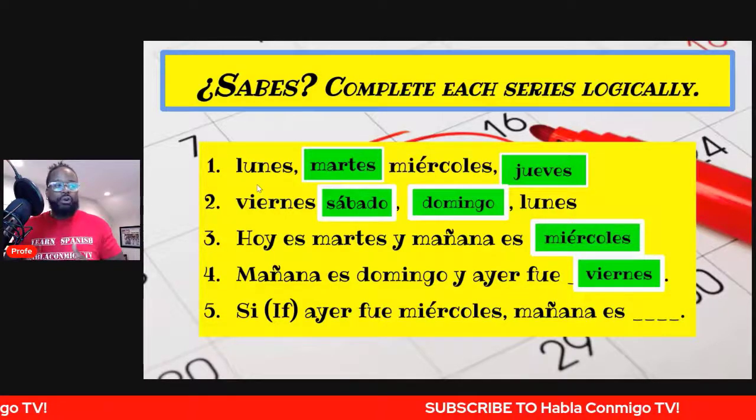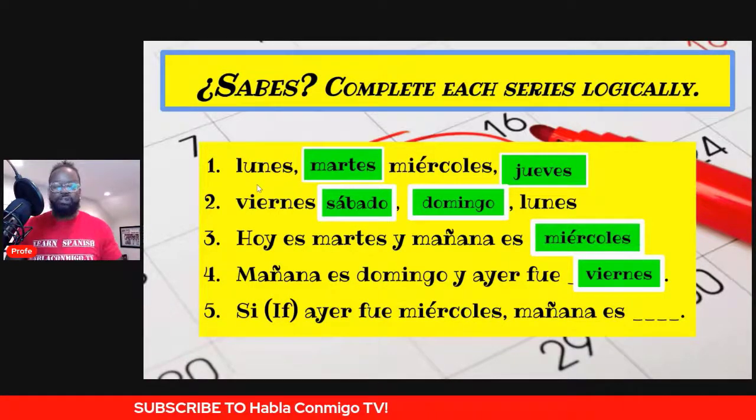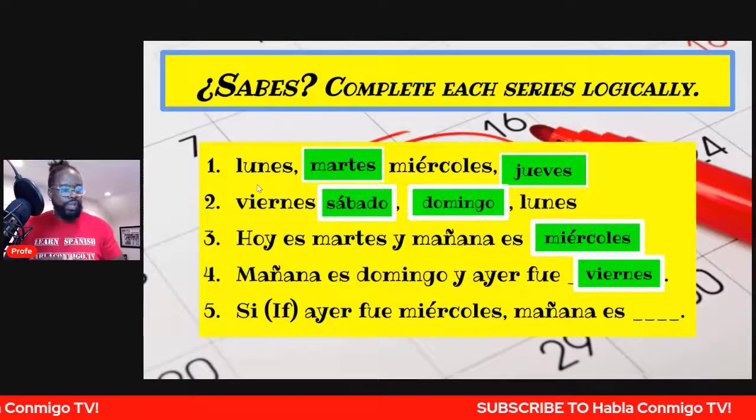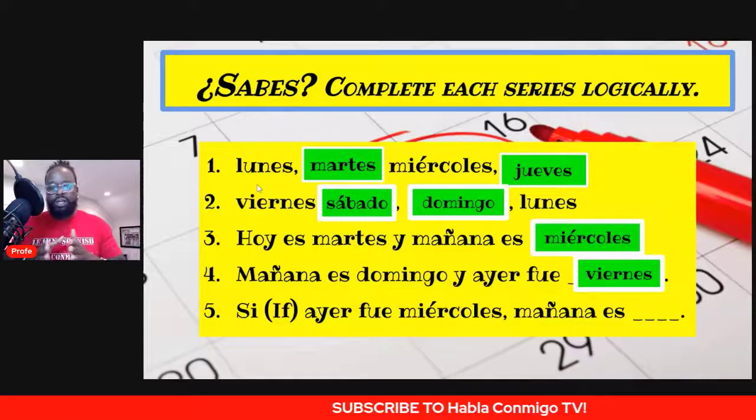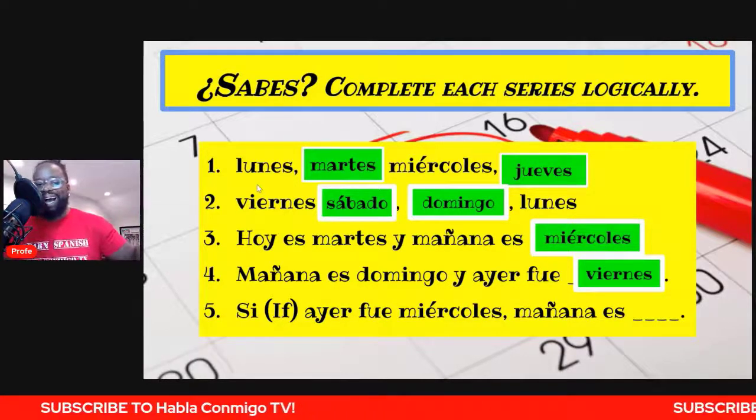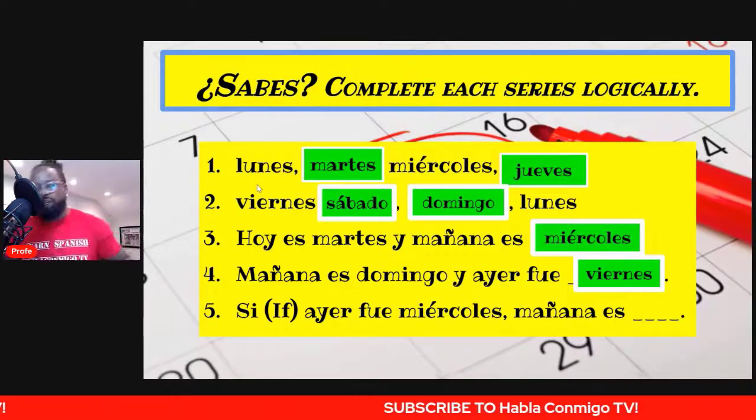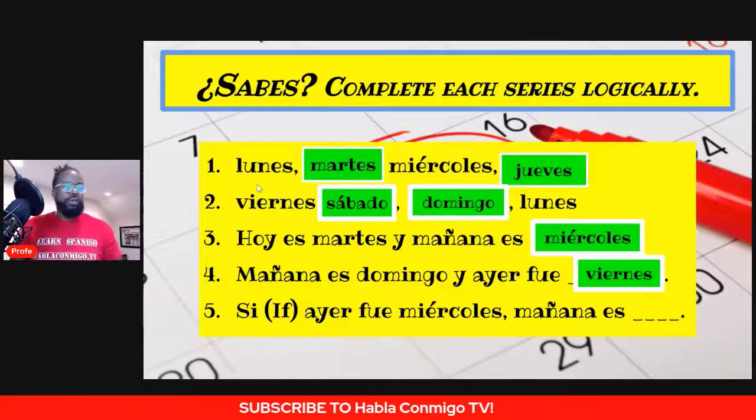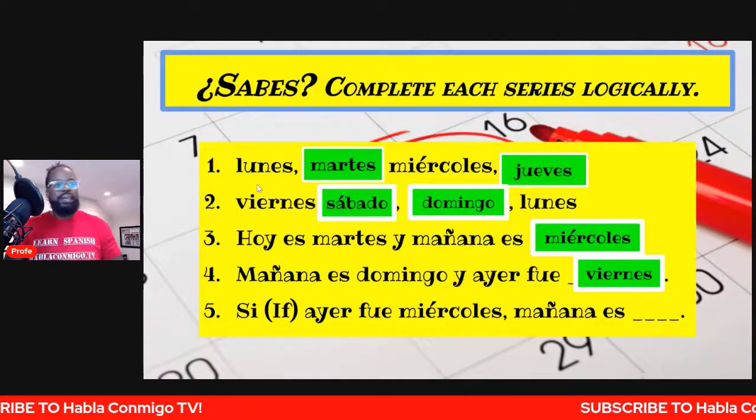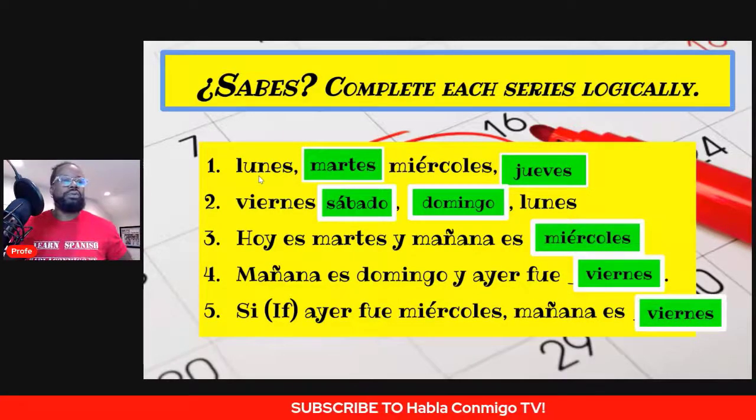Si ayer fue miércoles, and that word si here means if. It doesn't always mean yes. That just depends on if you're answering a question. In context, it would not make sense for us to start off a statement with yes, right? So si can also mean if, and it could also mean yes. If you see it written and there's no accent on the I in si, then that means it's the word if. If it has an accented I, that means it's the word yes. Just a little tidbit of information there to help you out. Si ayer fue miércoles, mañana es viernes.